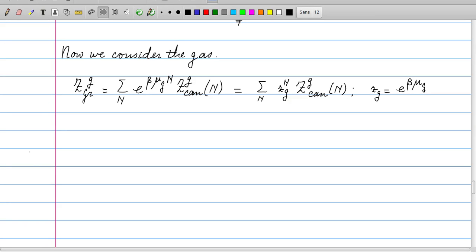So let's now consider the gas. The gas can exchange particles with the solid, and therefore it's described also by a grand canonical partition function, which is written here.